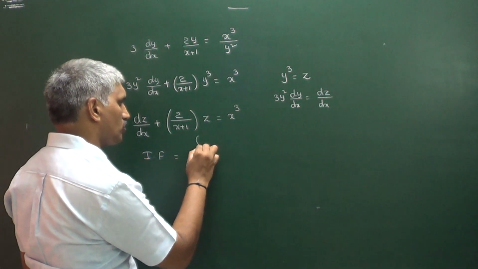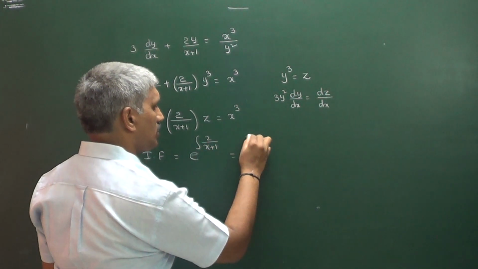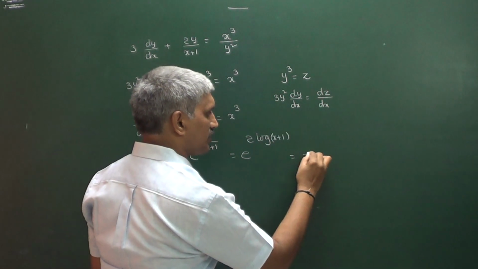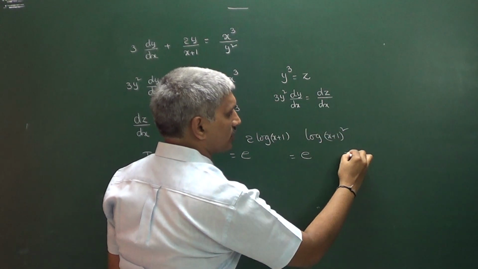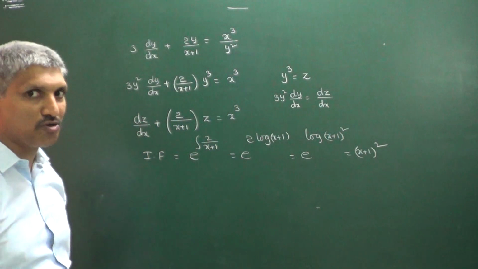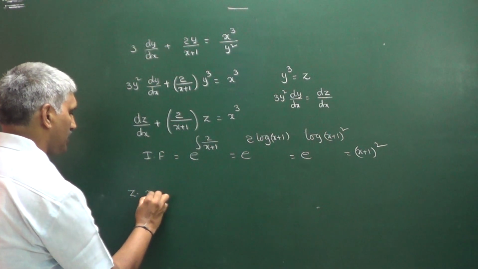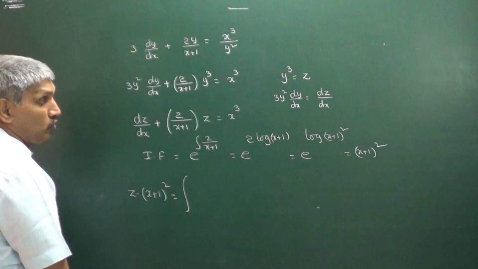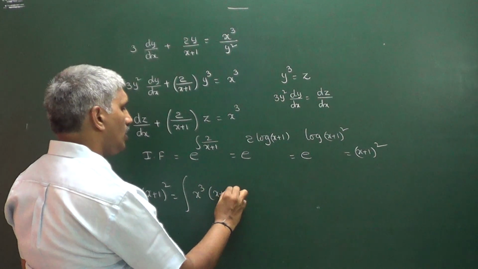Integrating factor is equal to e power integral of 2 by x plus 1, that is equals to e power 2 into log of x plus 1, that we can write as e to the power of log of (x plus 1) whole square. So we got the integrating factor as (x plus 1) whole square. Now how to write the general solution? The general solution is z into integrating factor is equals to integration of Q. What is Q? Q is equal to x cube into (x plus 1) whole square dx.